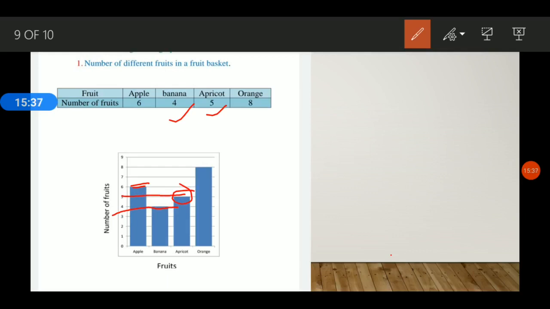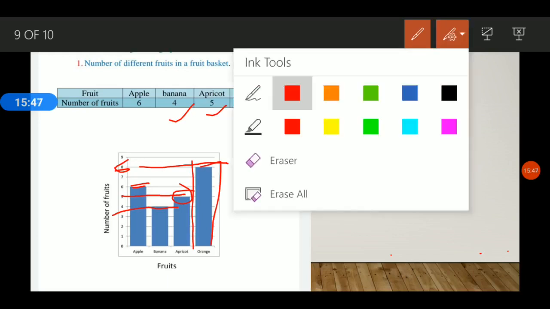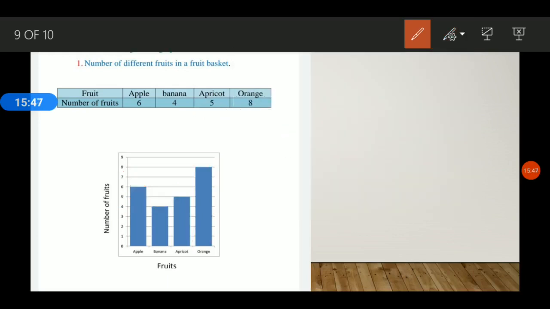Now orange is 8. Where 8 is written, here it is written. So this line will represent 8. So we will draw this bar up to 8. So with equal width we have drawn a vertical bar graph according to this question.